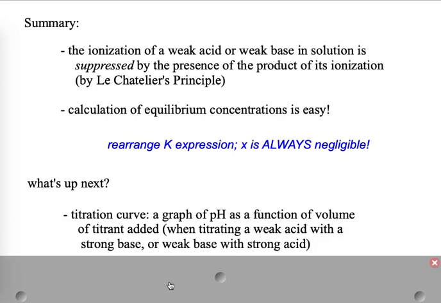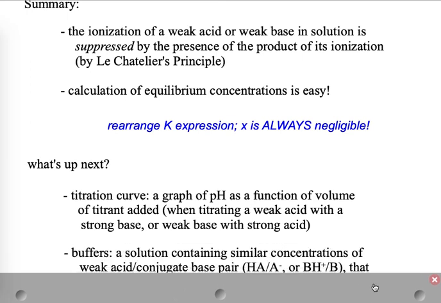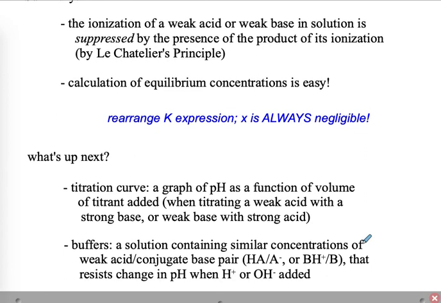So what's up next? In the next section, we'll talk about what a titration curve is. A titration curve is a graph of pH as a function of volume of titrant added when you are titrating a weak acid with a strong base or a weak base with a strong acid. And then after that, we'll talk about buffer solutions. A buffer solution is a solution containing similar concentrations of an acid-base conjugate pair that resists the change in pH when you add external strong acid or strong base. So we'll see you then.